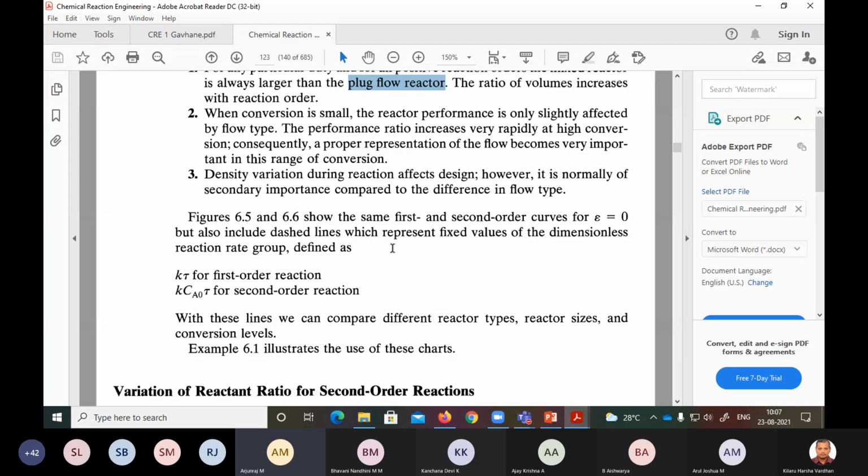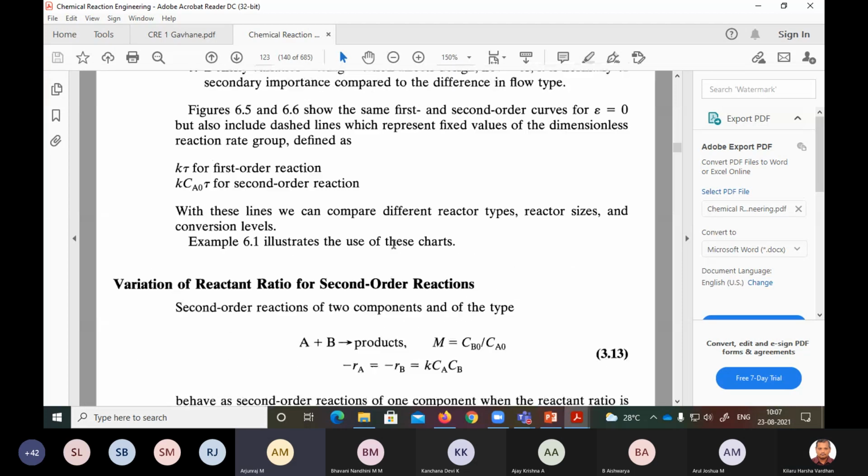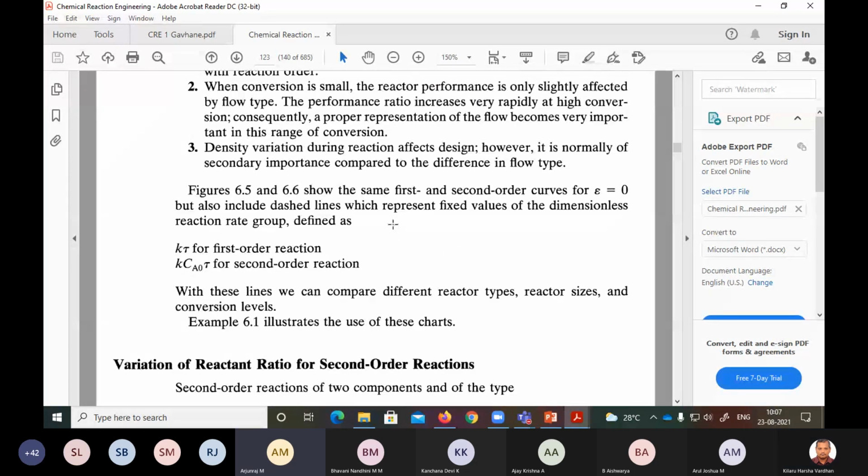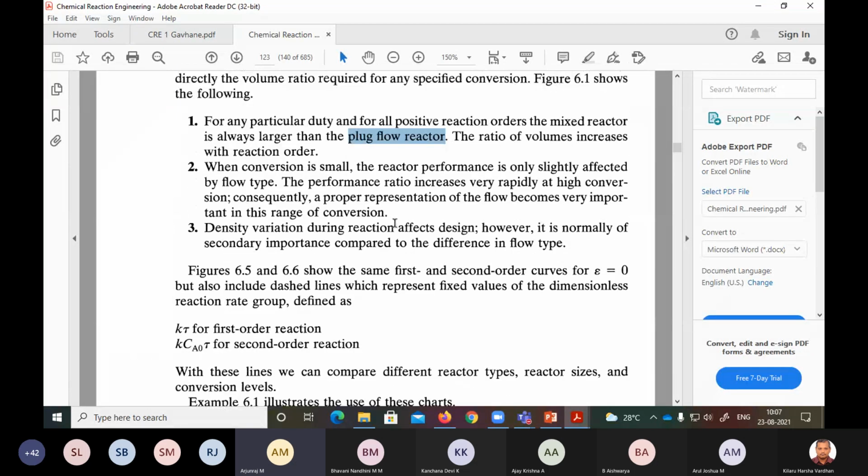Because in the mixed flow reactor, the molecules will follow different path lanes. Some may follow a large path lane and some may follow a small path lane. So it may happen that some molecules which got converted also stay in the reactor for a long time, and some molecules which didn't get converted may go fast out of the reactor. So the conversion may be less for the mixed flow reactor for the same volume than the plug flow reactor.